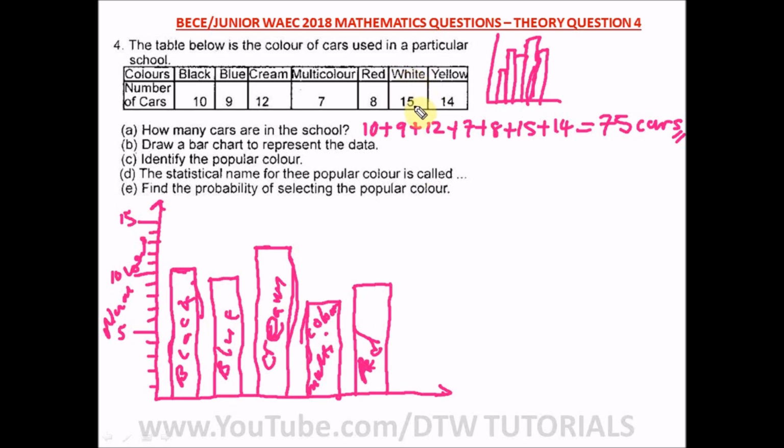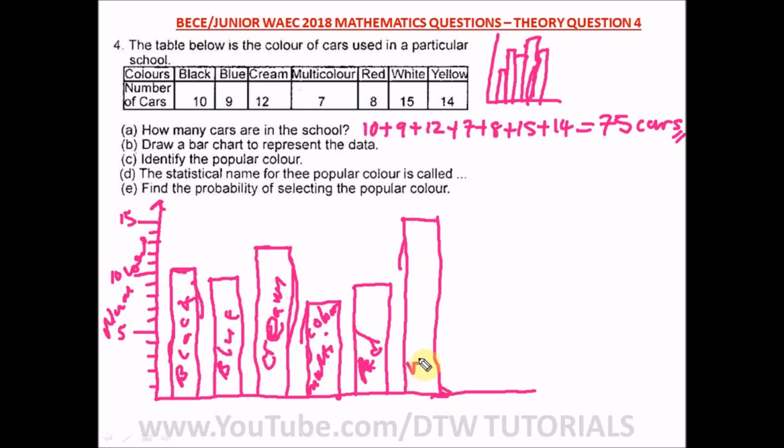Now white, we have 15. 15, that's the highest number of cars, 15. So we're going to have it somewhere here, and draw your line. There must be a space between the bars. Let's draw, since we still have one more to go.